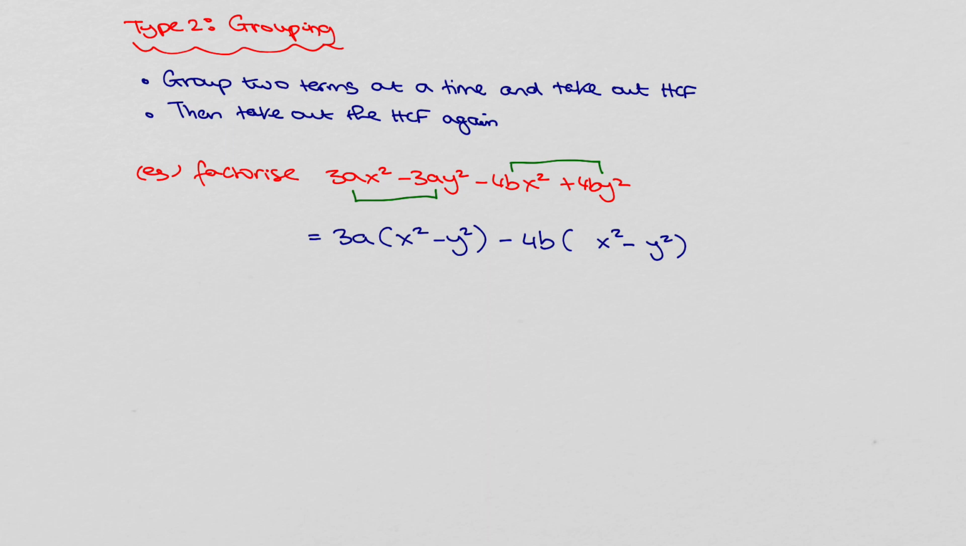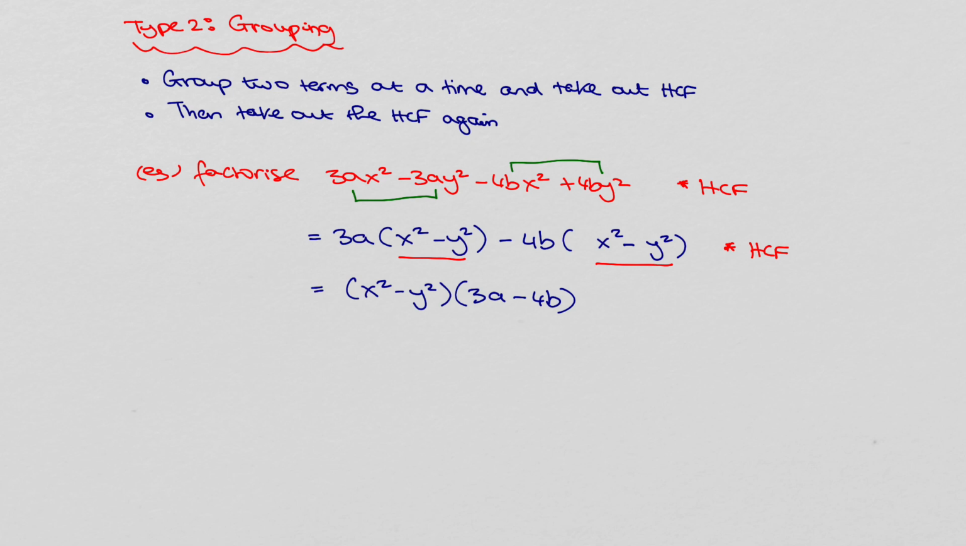So what we're always trying to achieve here is that what's inside these brackets is going to be the same. And that allows me then to take out the highest common factor when I've grouped my terms, and then the highest common factor a second time. So we're taking out the highest common factor by grouping 2 sets of terms at a time. And once I've done that, I take out the highest common factor, which is what's inside the brackets. So by taking out x squared minus y squared, that now leaves me with 3a and minus 4b.